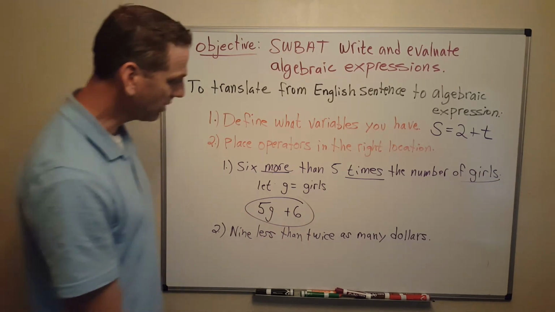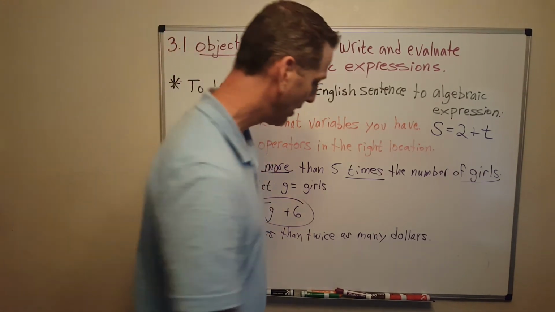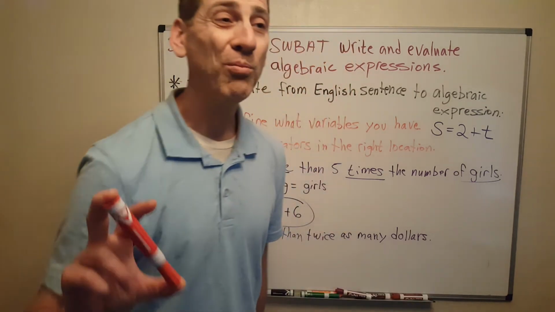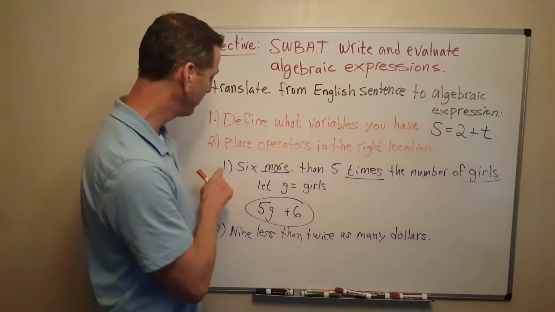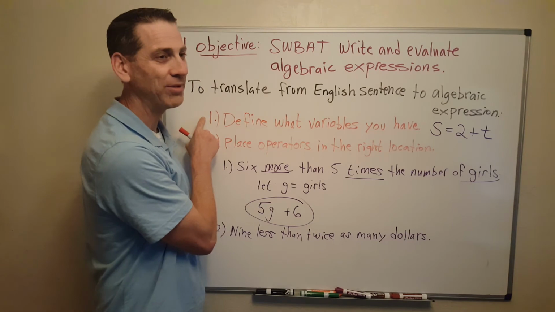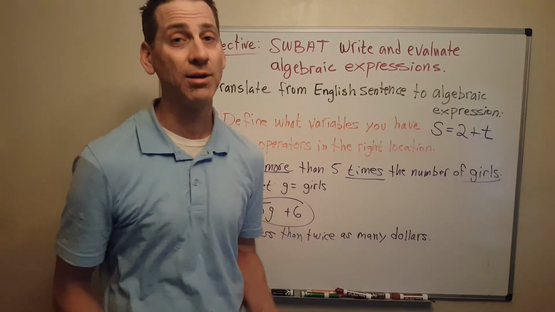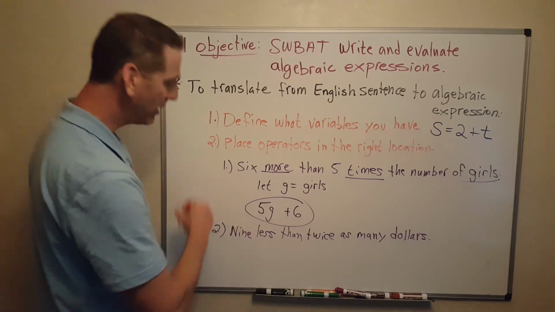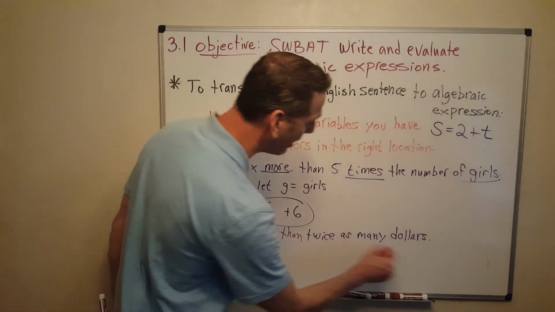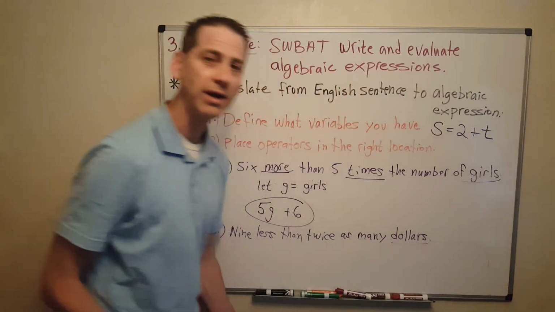Okay, well, let's take a look. What's my variable? Again, like I tell you, most people don't do this first step, and I'm telling you, you'll get lost if you don't. You've got to know what variable you're talking about. What am I talking about? 9 less than twice as many? I'm talking about dollars, right?